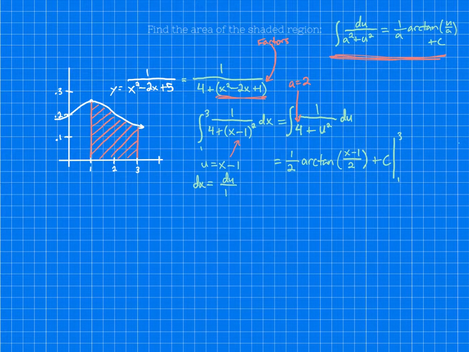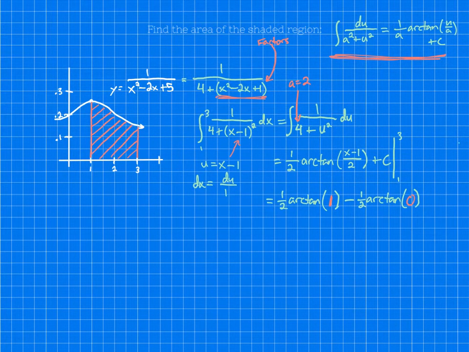All right, so let's go in and find the area then. So 1/2 arctangent of, if I plug 3 into my x right here, we would get 3 minus 1, which is 2, divided by 2, which is 1. So this is arctangent of 1 minus 1/2 arctangent of, and then plugging in 1, 1 minus 1 divided by 2 is 0. So this becomes arctangent of 0.